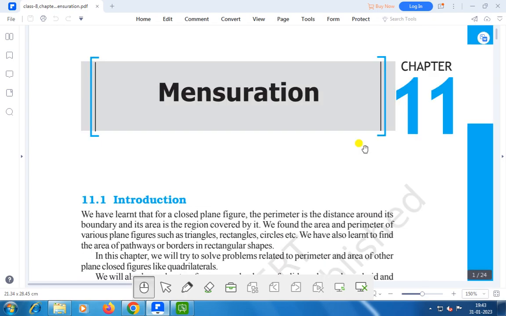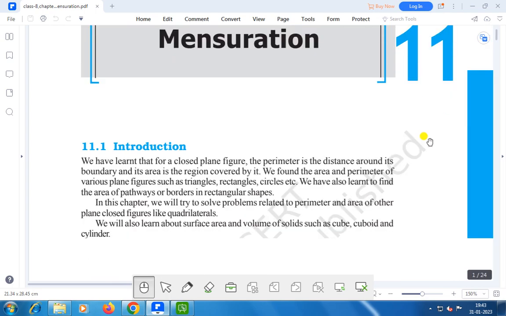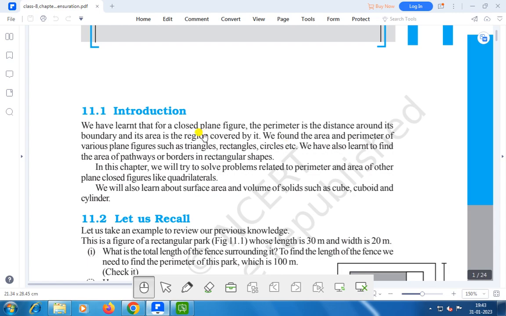Hello everyone. Today I'll discuss mensuration, that is chapter 11. Here is an introduction to mensuration.